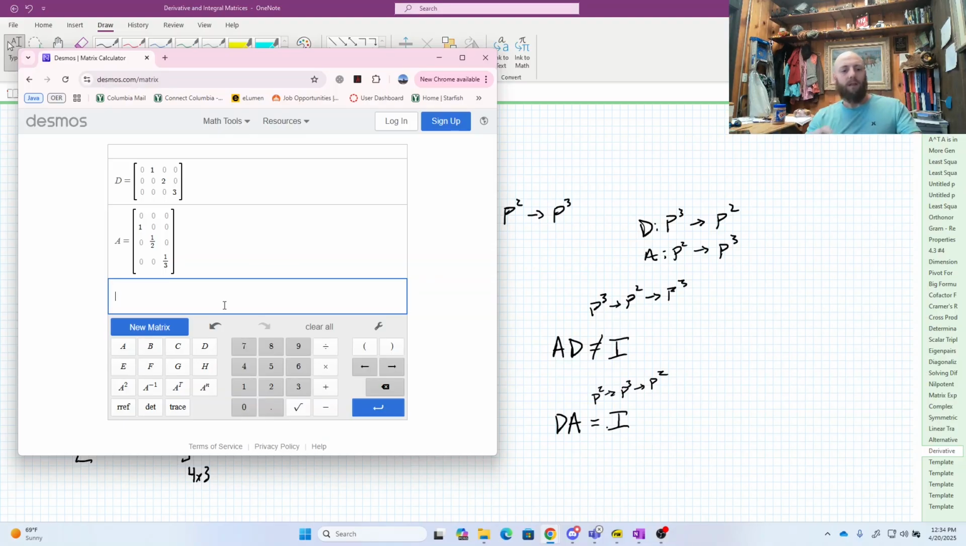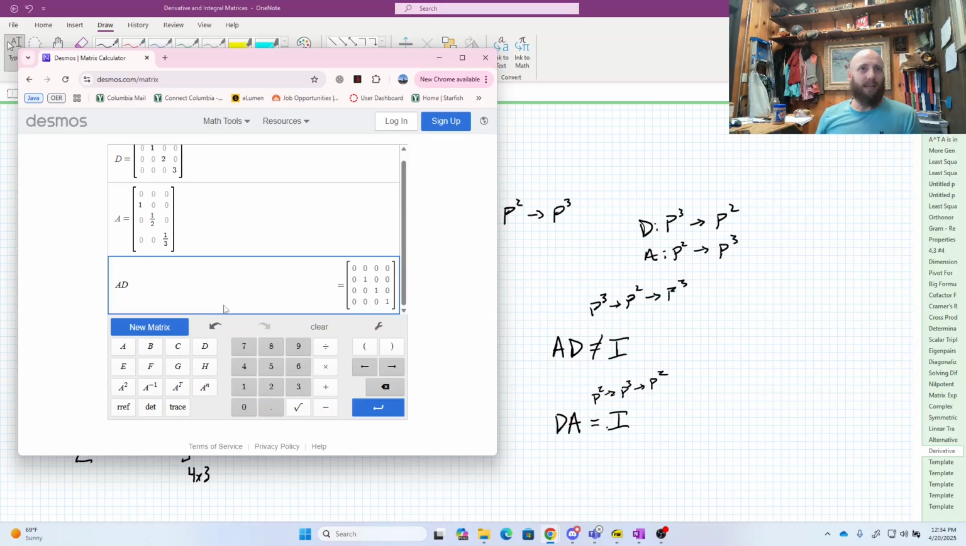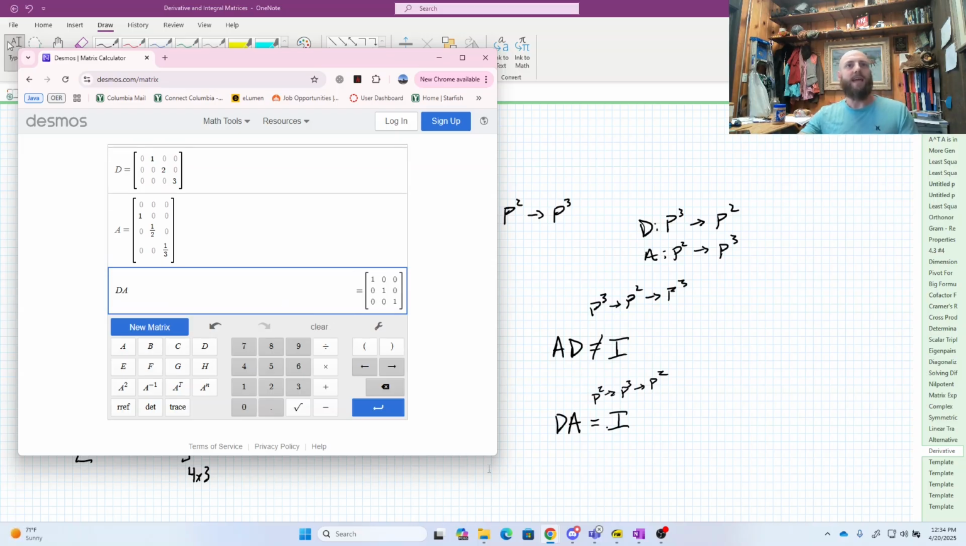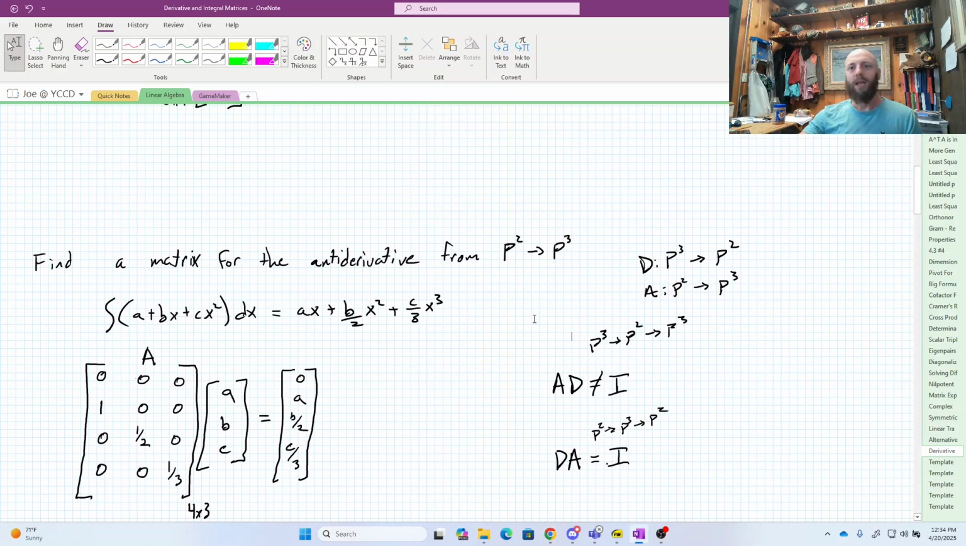So AD gives me a square matrix that has identity columns in it, but it doesn't have a 1 in that first column. That indeed isn't the identity matrix, basically because I don't know what to do with the constants, right? If I do the other way, if I do DA, I do indeed get the identity matrix. So this is what's called a pseudo-inverse, right? This is one of these things where we said inverses in linear algebra are supposed to be two-sided. Here's a case where I have a one-sided inverse. We call that thing a pseudo-inverse.